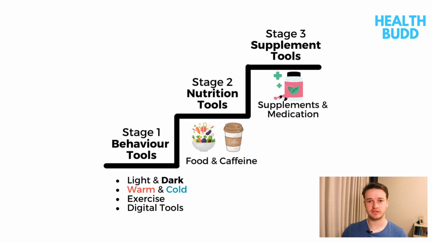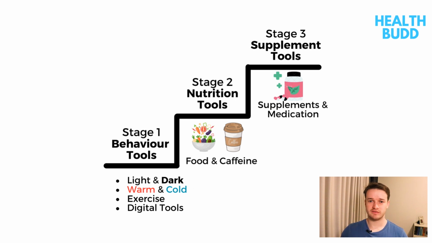And so there's 3 stages of applying tools. And the first stage are behavioral tools. And we want to start using these first. So they involve light and darkness, warm and cold, exercise, and digital tools. So these are the tools that you can use that change your behavior. And so you want to be applying these tools on a daily basis to try and improve your sleep.